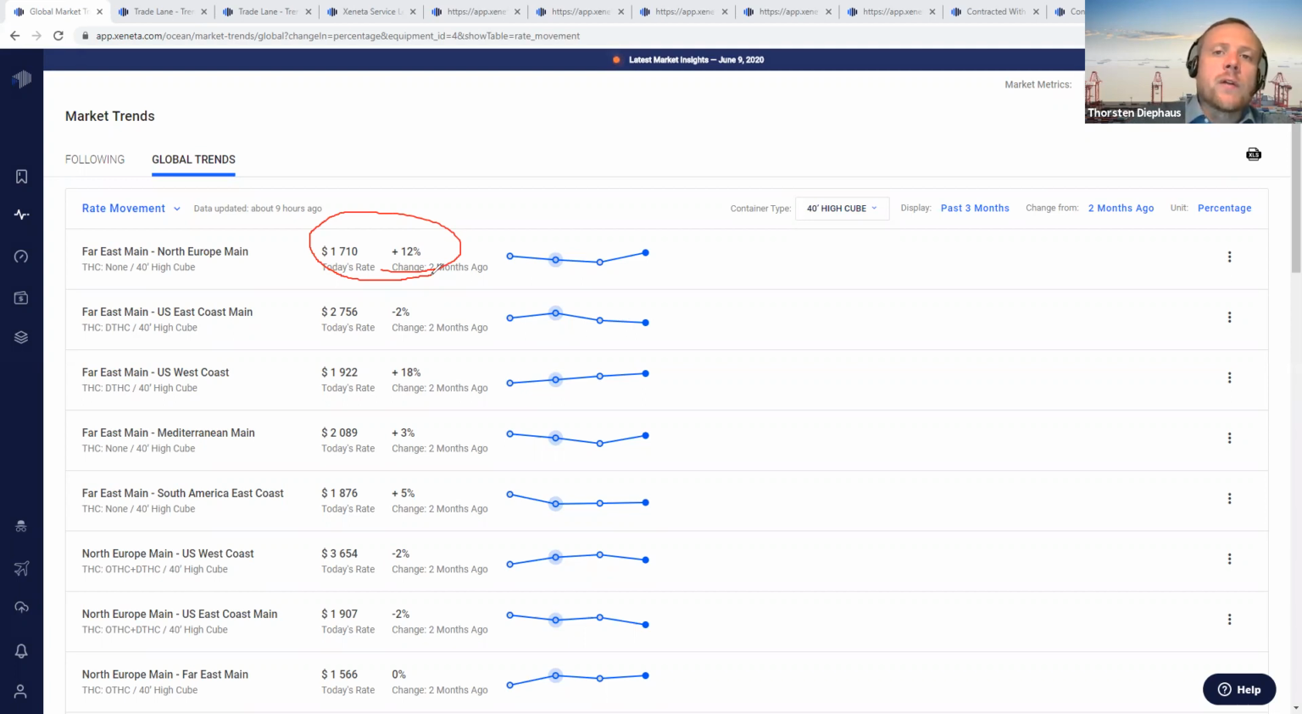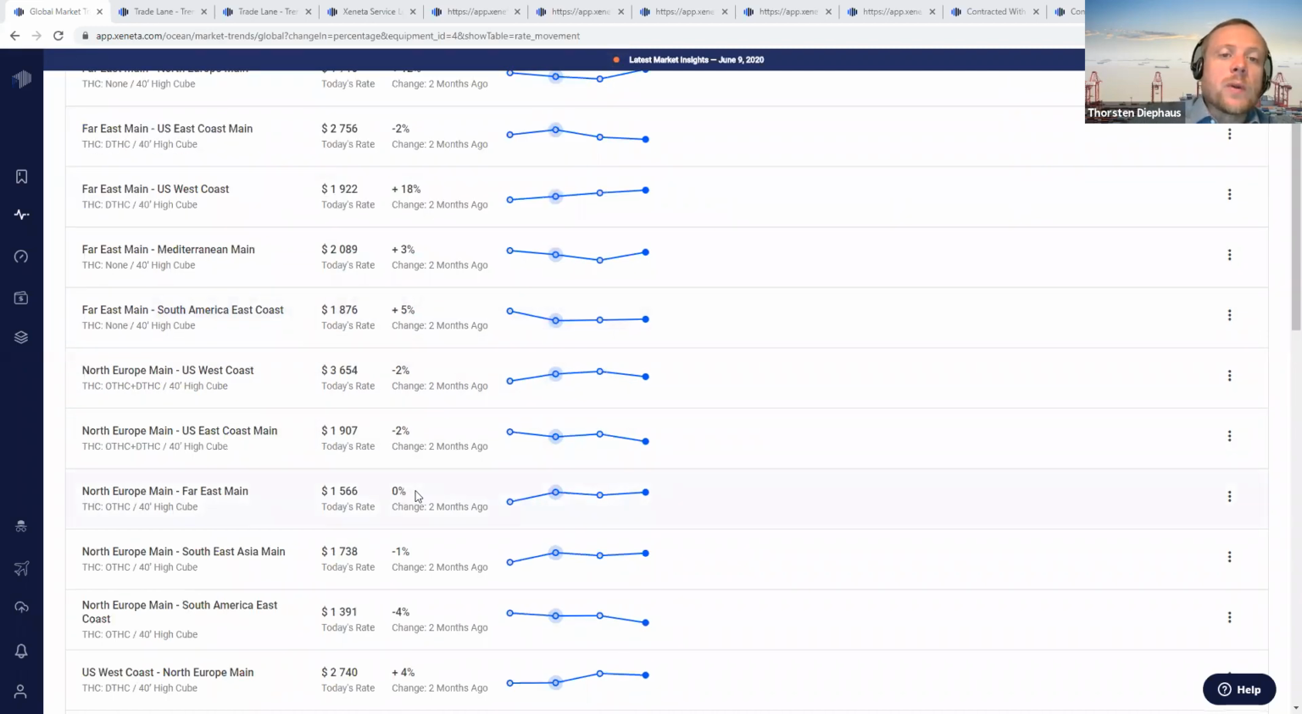All of you are fully aware of the blank sailings which are imposed by the alliances. That really means that on the majority of the trades, all the measures the carriers have taken lead to the market being still quite stable, or even prices going up. Like you see over here, Far East Main to US East Coast Main is just a slight decrease, April versus June. Far East Main to US West Coast is up by 18%.